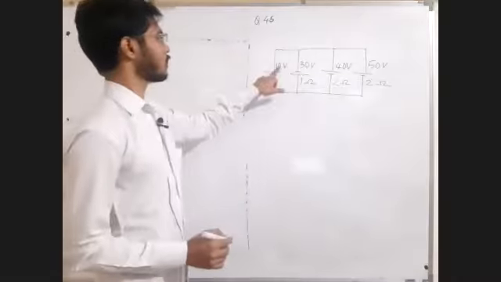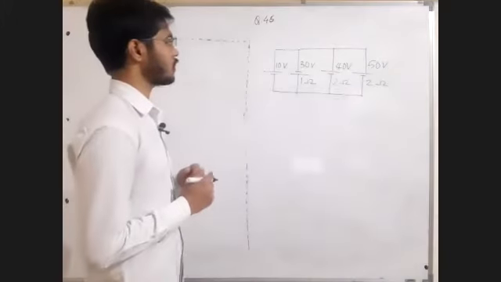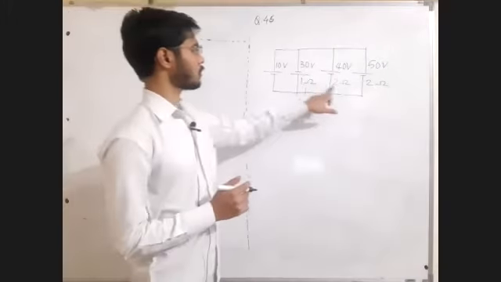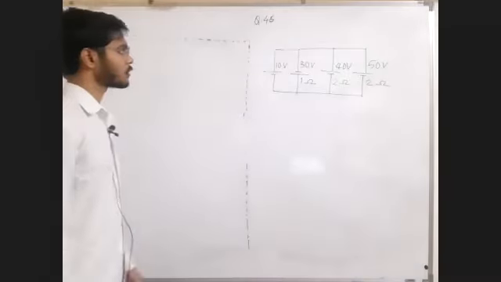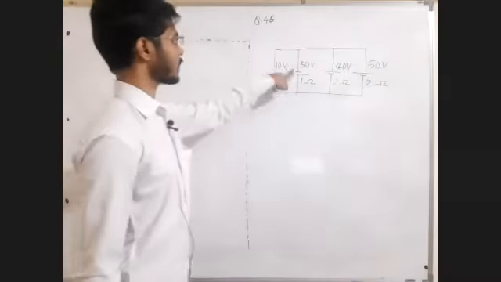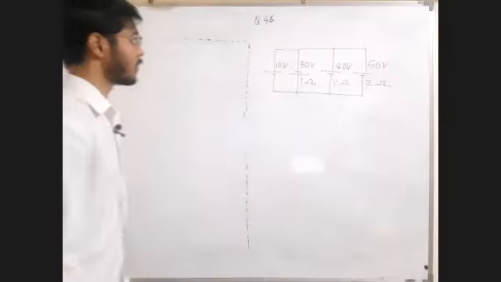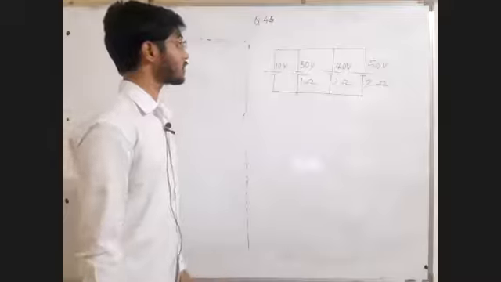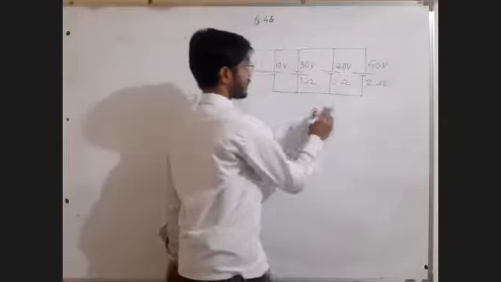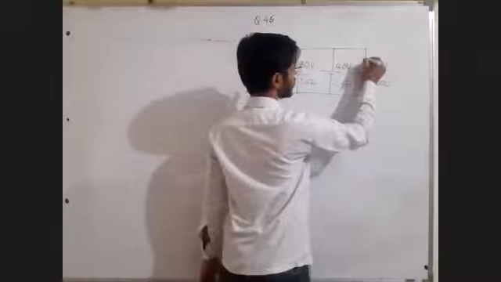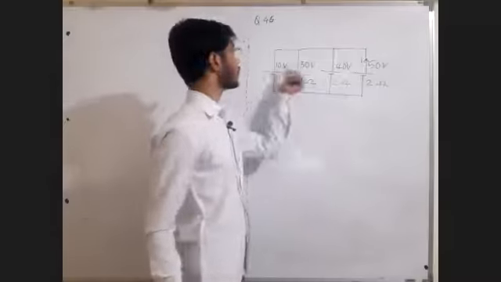So 10 volt, 30 volt, 40 volt, 50 volt. These are the EMFs of the battery. 1 ohm, 2 ohm, 2 ohm are the internal resistances of the battery. And we have to find current through each battery or current through each wire. So initially I am going to assume the current. It's up to me that I can assume current in any direction, and I can say that, let's say this is the current I, because this is the largest battery out of these four.